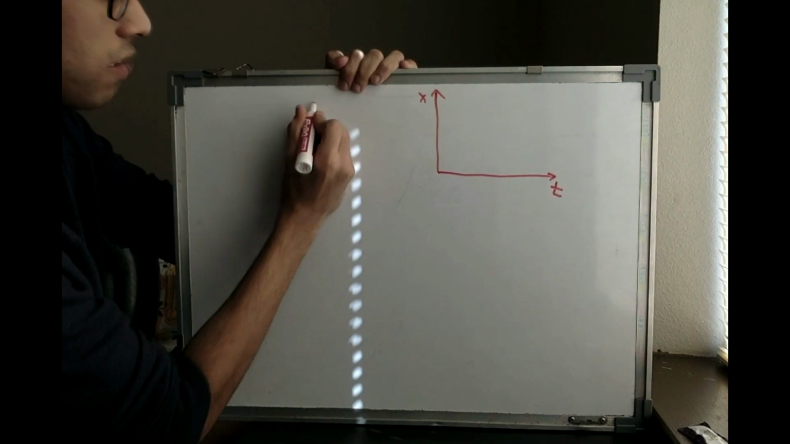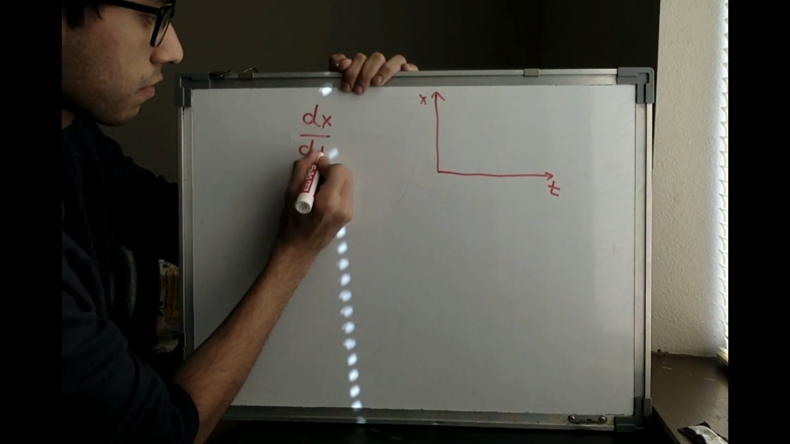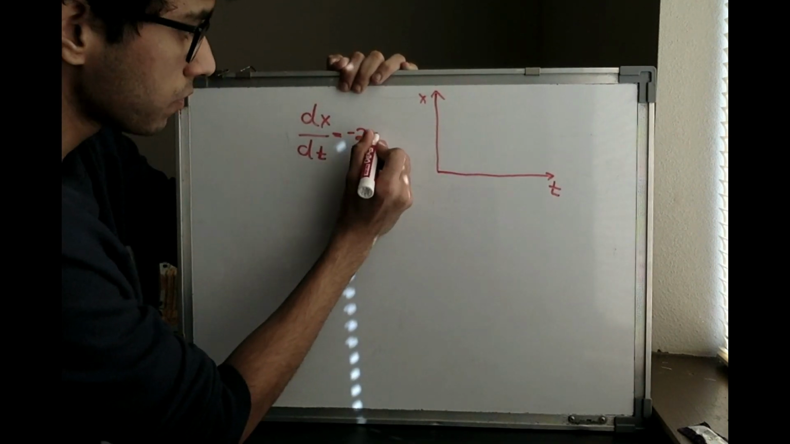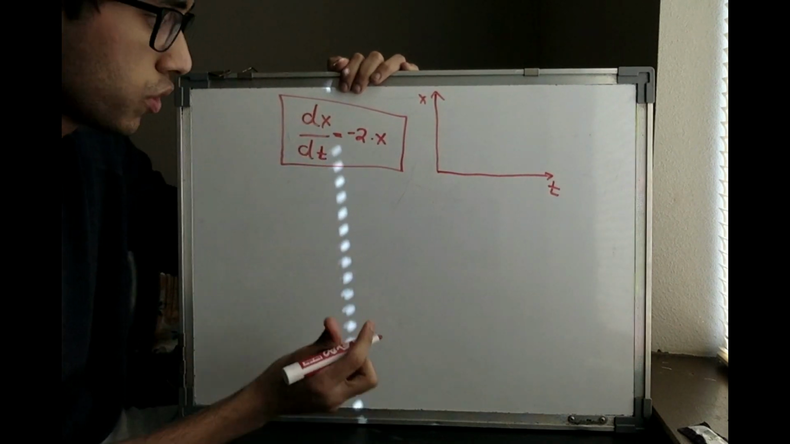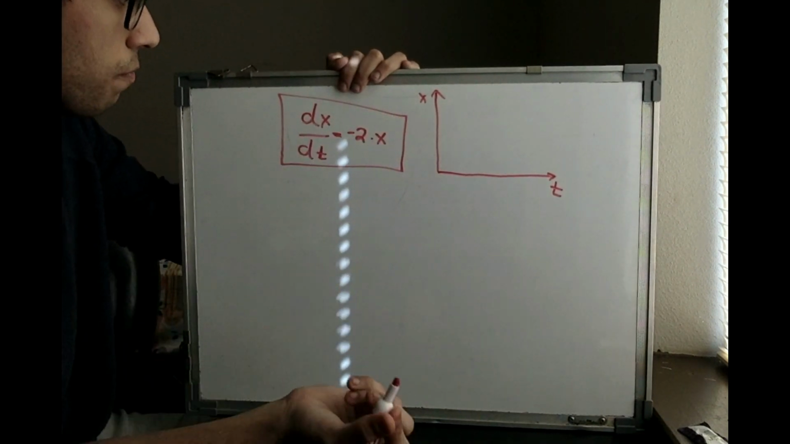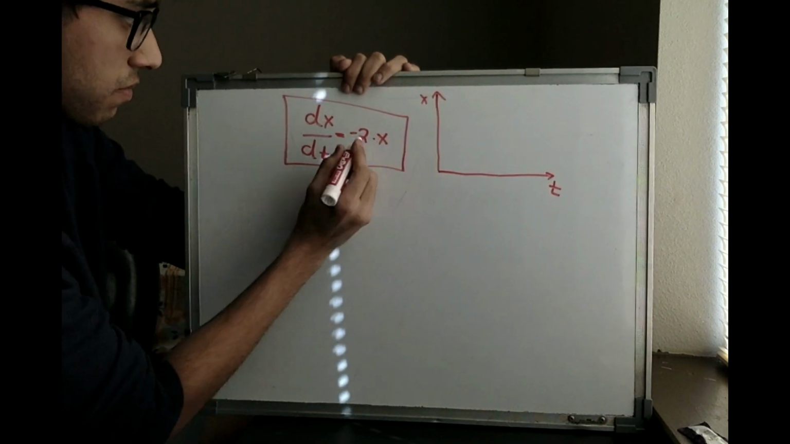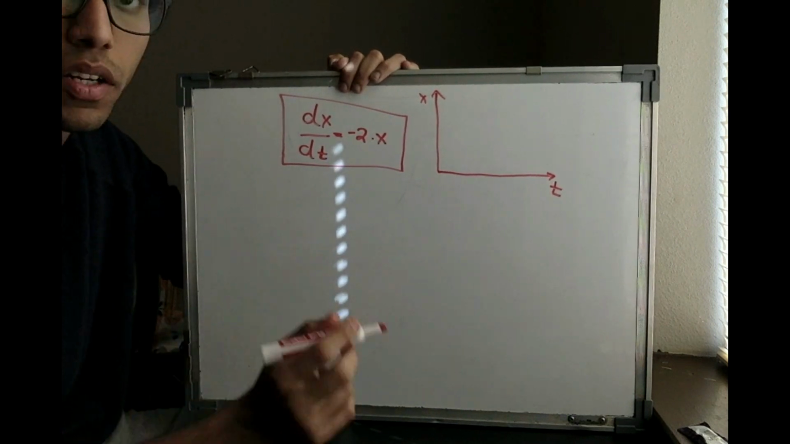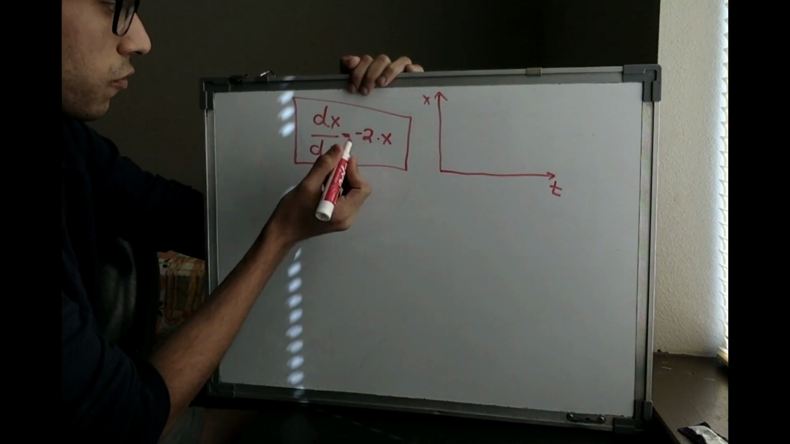That is, if I have, let's say, dx over dt, that is the rate of change of x, as a function of x, so let's say minus 2 times x. And this is my equation, a first order linear equation. So what this says is that as I increase the value of x, the rate of change is going to keep on decreasing, and eventually it's going to reach 0. So now let's try to work on this equation.